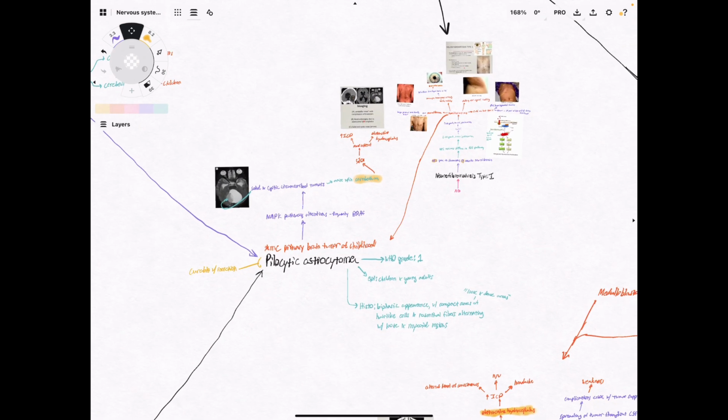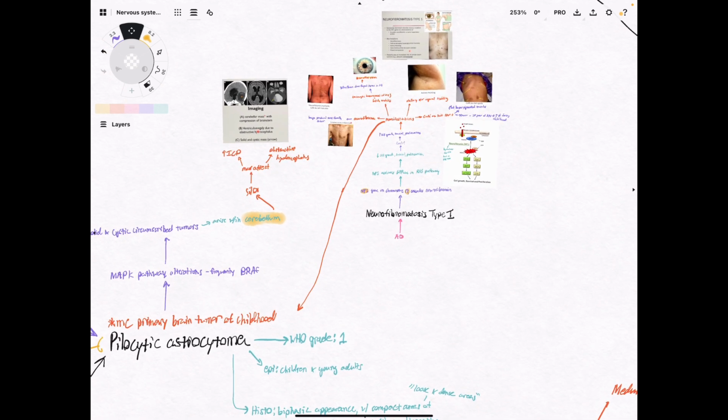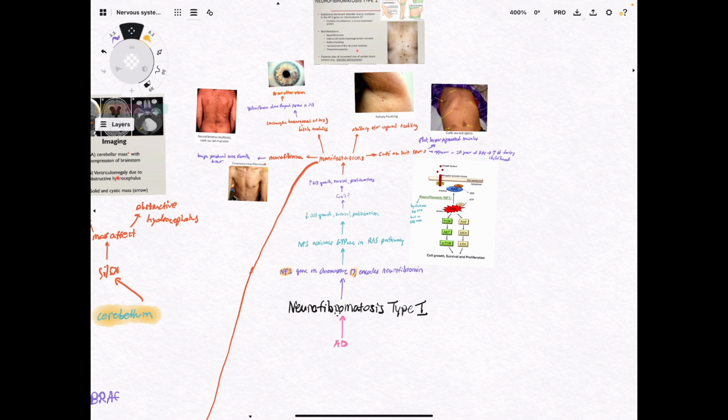So now we're going to move on to pilocytic astrocytoma. This etiology is usually caused by neurofibromatosis type 1. We already talked about neurofibromatosis type 2 with meningiomas and vestibular schwannomas. Now we're going to move on to neurofibromatosis type 1. This is an autosomal dominant condition, which is due to the NF1 gene on chromosome 17 being mutated.